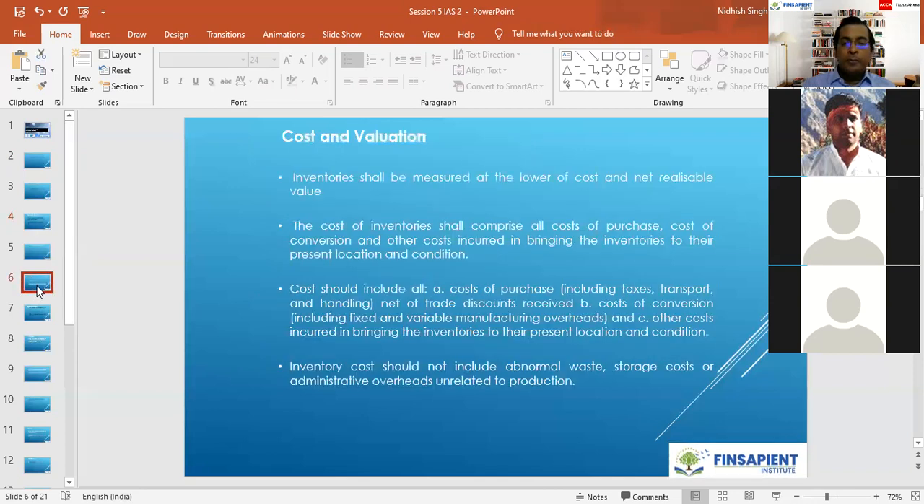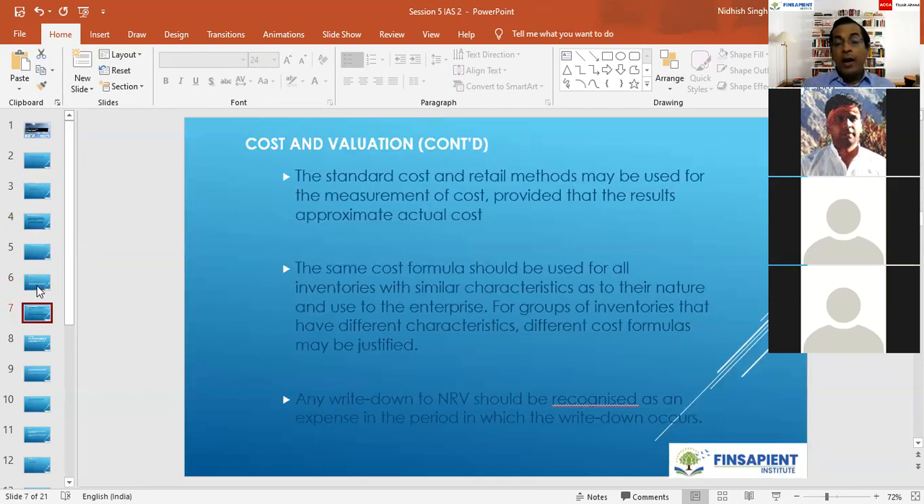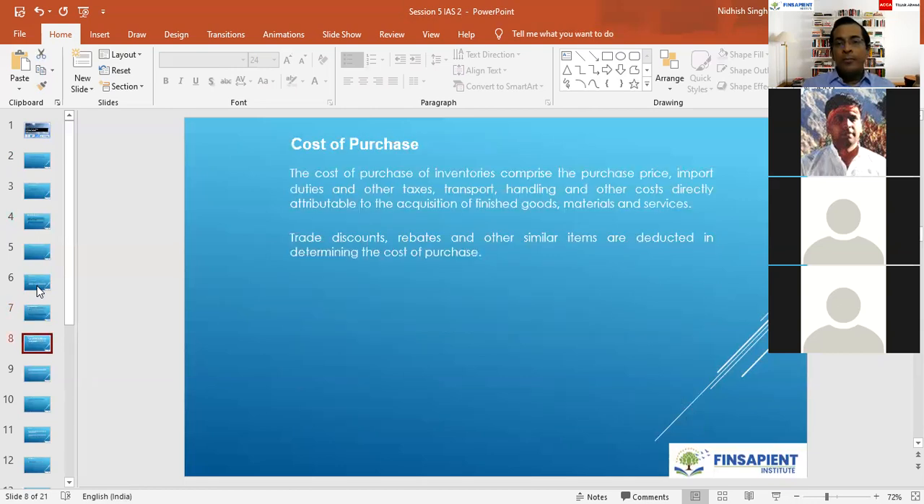And this is what it is saying here. Any write down to NRV should be recognized as an expense in the period in which the write down is done. Cost of purchase: everything is included, not only the MRP in the shop, but also all the tax, transport, handling charges, everything, because the rule is quite consistent here, just like IAS 16. Any INR you pay to the store plus all the expenses incurred, including tax, to bring something to your manufacturing plant, this is all part of the cost.